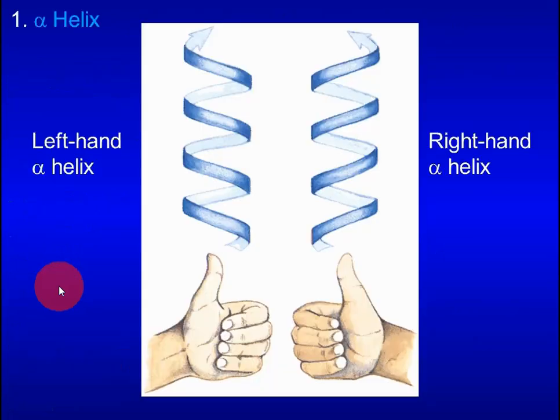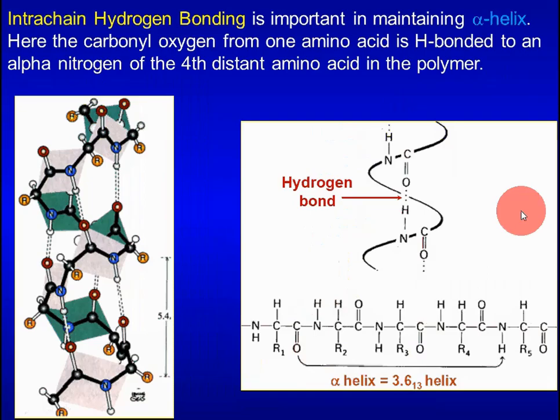First, let's look at alpha helix. There are 2 types of alpha helix, left-hand alpha helix and right-hand alpha helix. Intrachain hydrogen bonds are important in maintaining alpha helix. In the example we show here, the carbonyl oxygen is hydrogen bonded to nitrogen in the same backbone, 3 amino acids away.